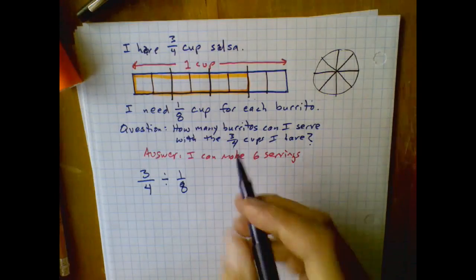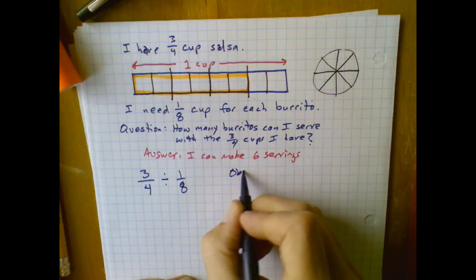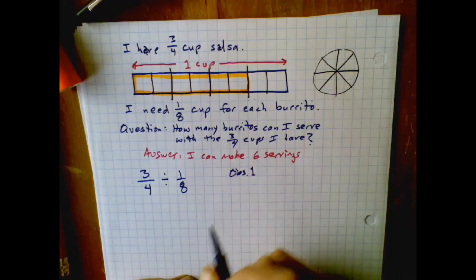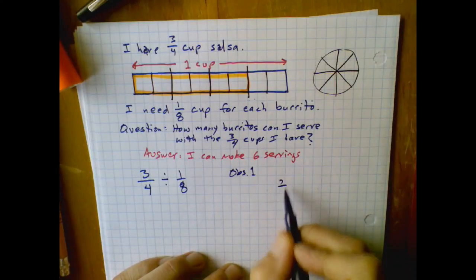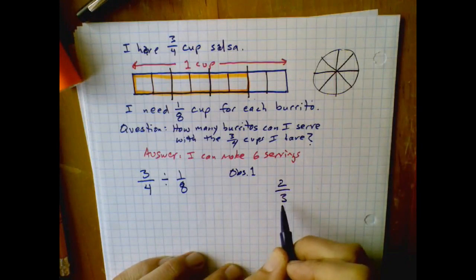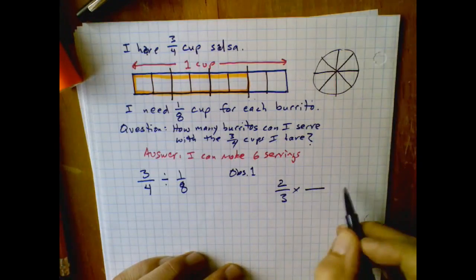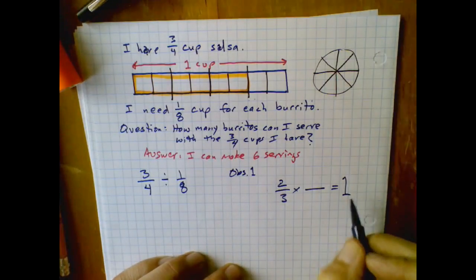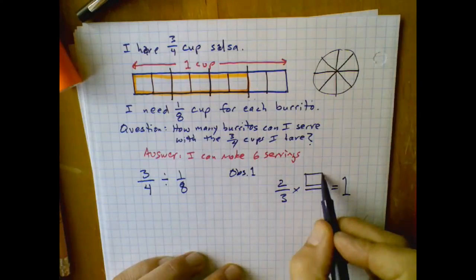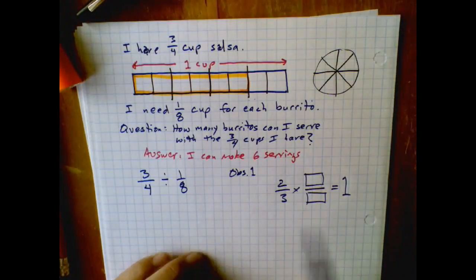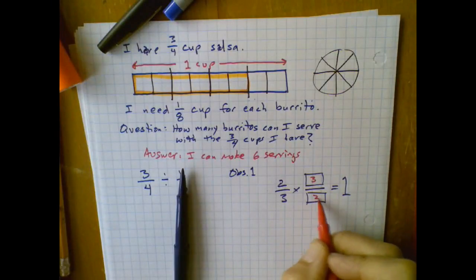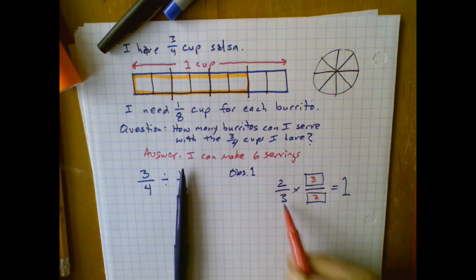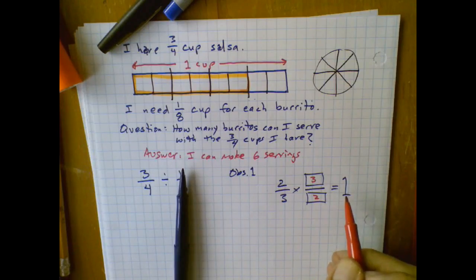Observation number 1, and that is this little detail. If I have 2/3, what do I need to multiply it by in order to get 1? That means what will go over here. Now, of course, we can all see that what I'm going to need is 3/2, because 2 times 3 is 6, 3 times 2 is 6, and 6/6 is 1.